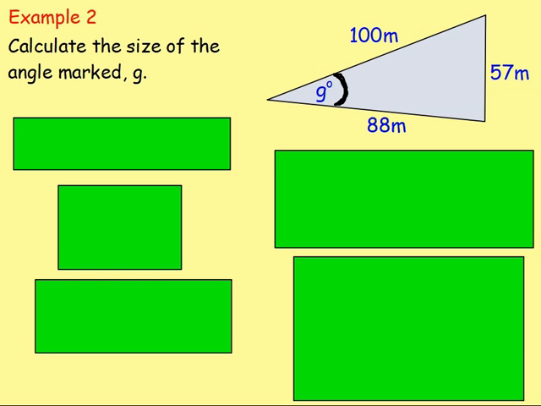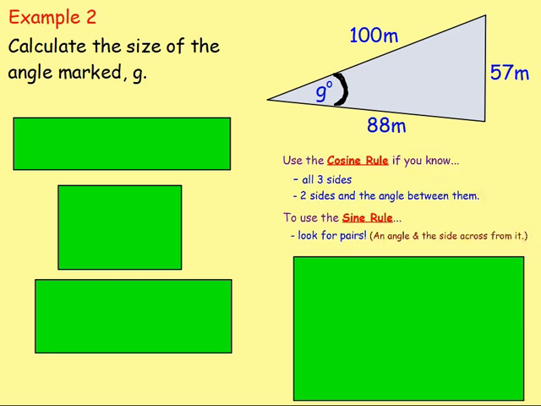Once again, we are not told if it's the sine rule or the cosine rule. So what I always think about is the cosine rule first of all. And as it says here, use the cosine rule if you know all 3 sides or if you know 2 sides and the angle between them. So here, do we know all 3 sides? Well, yes, we do. We know that side, we know that side, we know that side. We know all 3 sides, which means it's going to be the cosine rule.